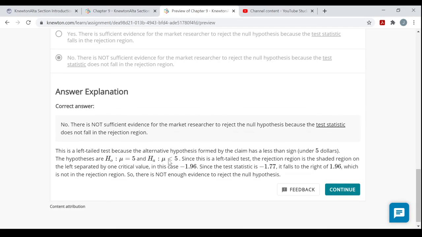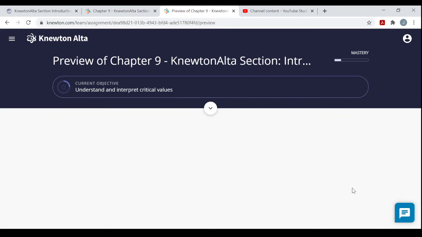And they did the same thing I did where I set up the null hypothesis, alternative hypothesis, talk about left-tailed tests, all that. Good. Let's see if there's any more to this. Nope, that's it for that question.